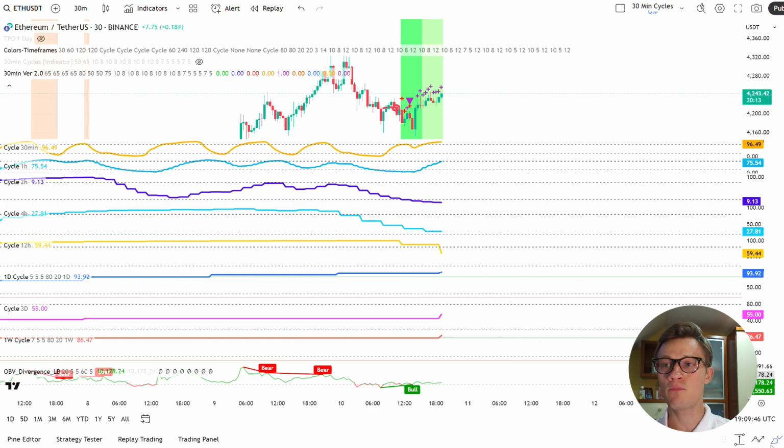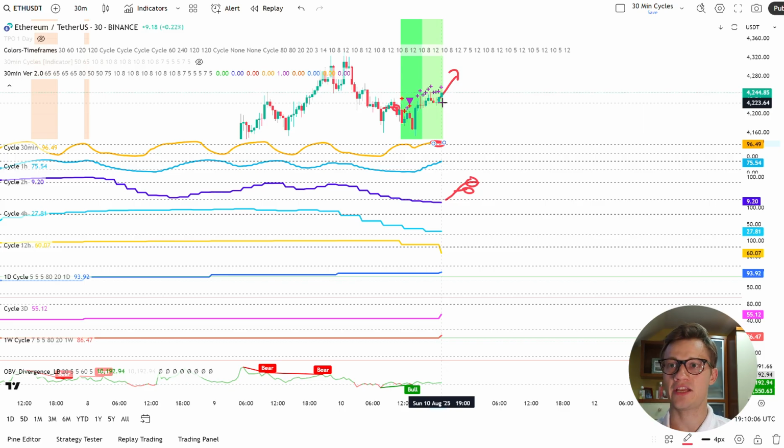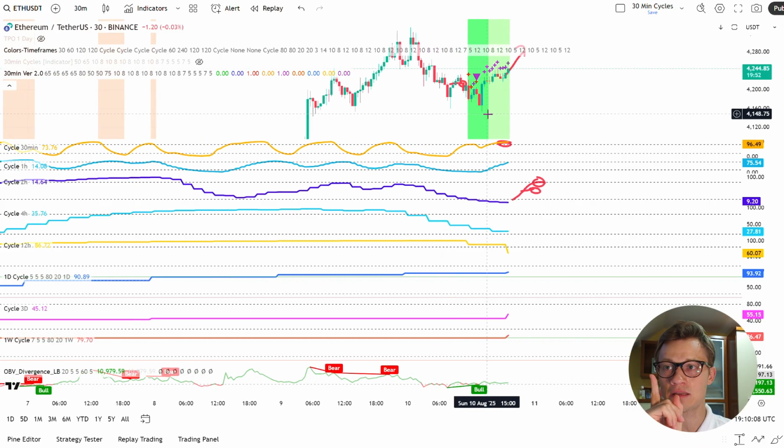And we're going to continue pumping until this 2-hour cycle goes up and starts breaking somewhere. It might go to 80 or it might go to 60, and it's going to start breaking. I'm going to close my trade once Ethereum pumps a little bit more. However, on the 30-minute cycle, we are actually overbought. We are in an overbought zone. So we have to really pay attention to the market now if we are analyzing the market in the short term.